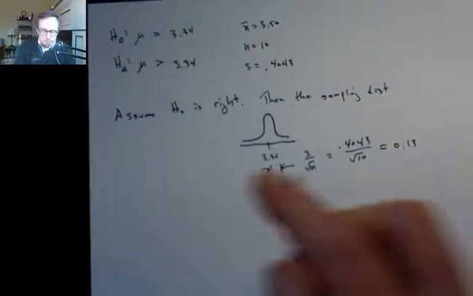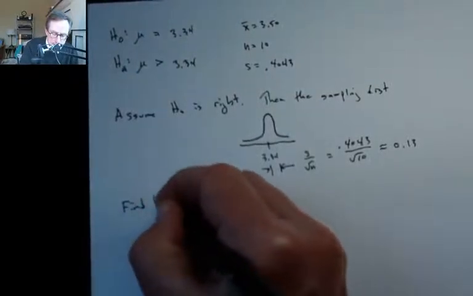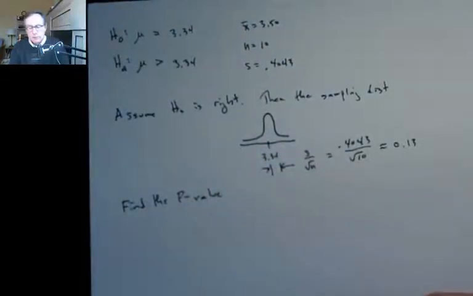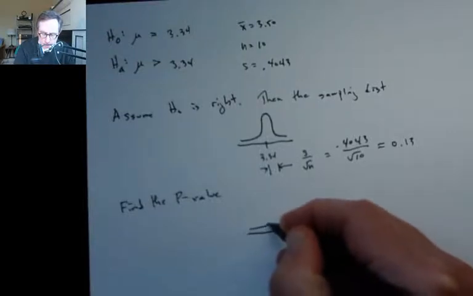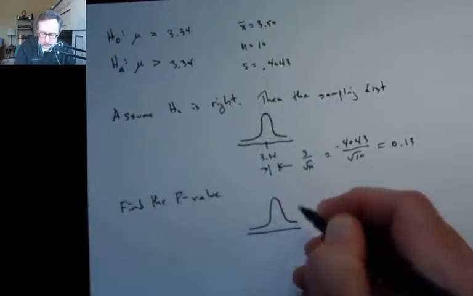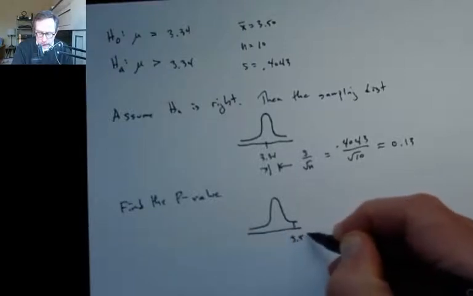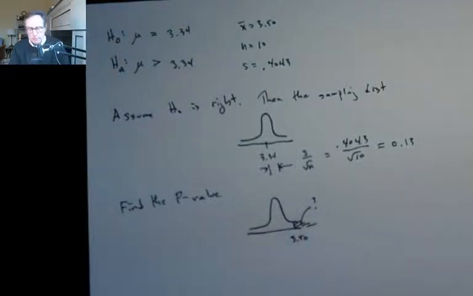Our sample, we need to find the p-value. So we write down where our sample is. Well, it's supposed to be the same picture. I really wish I was a better picture drawer. 3.5, $3.50, and that is the sample value.